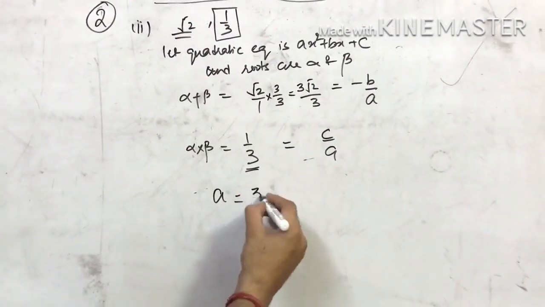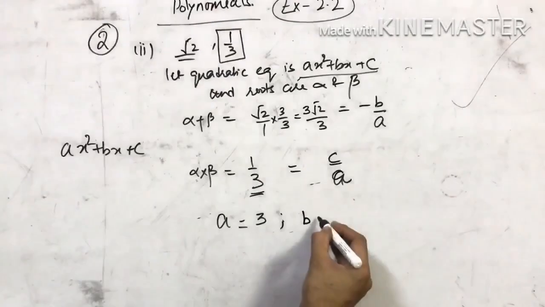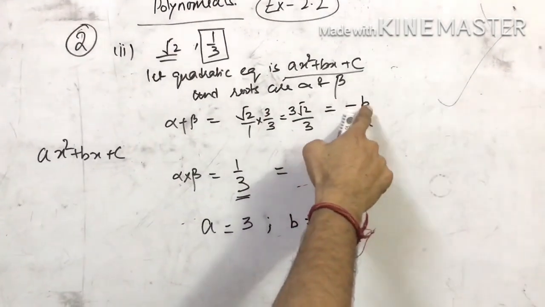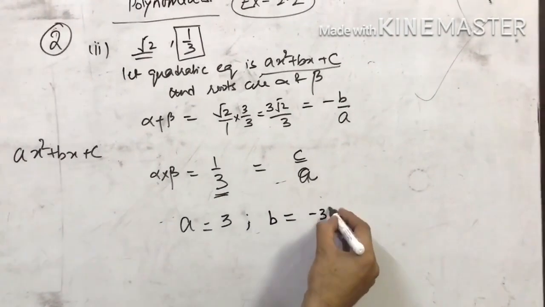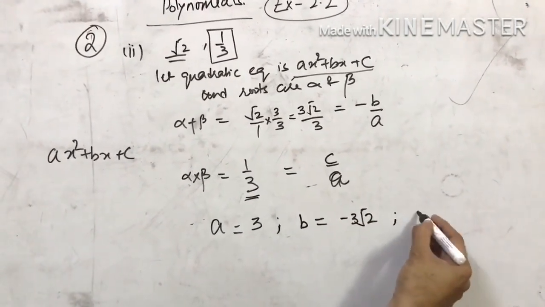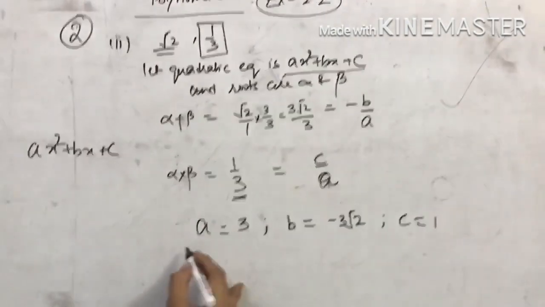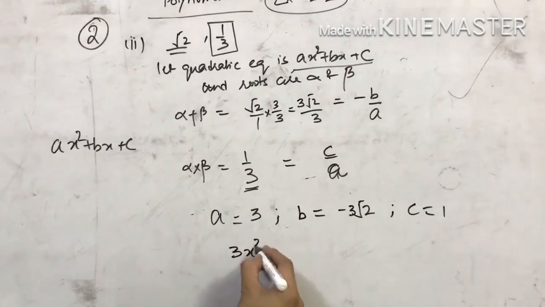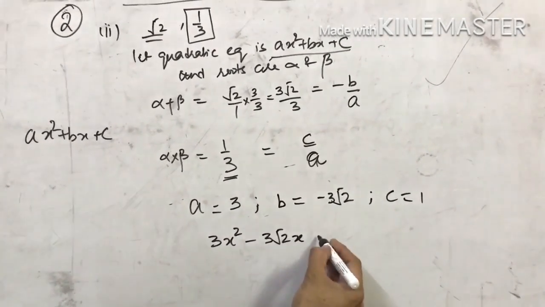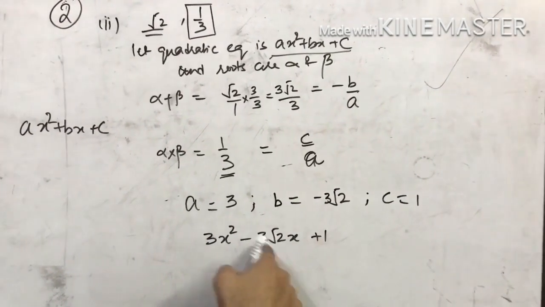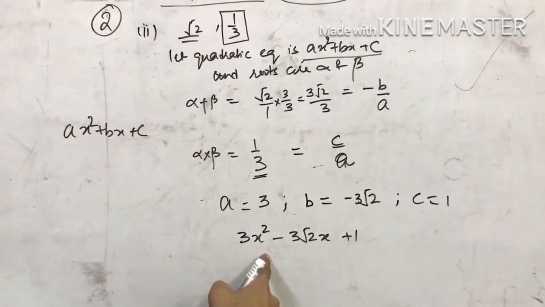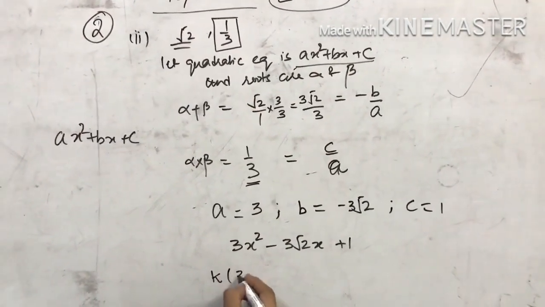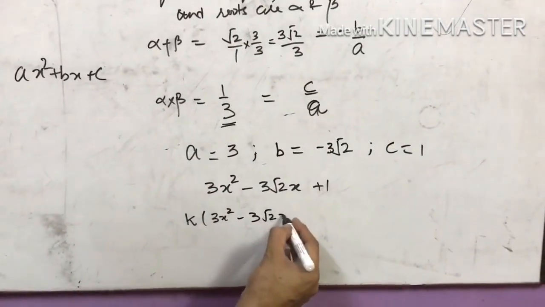So a will be 3, b is equal to, it is 3 root 2, so it is the value of minus b, so b will be minus 3 root 2, and c is 1. So your equation, by ax square plus bx plus c, is 3x square minus 3 root 2 x plus 1. c is 1, b is here, a is here. So this is your equation, one of the equations which is satisfying this criteria, and other equations are k times (3x square minus 3 root 2 x plus 1).